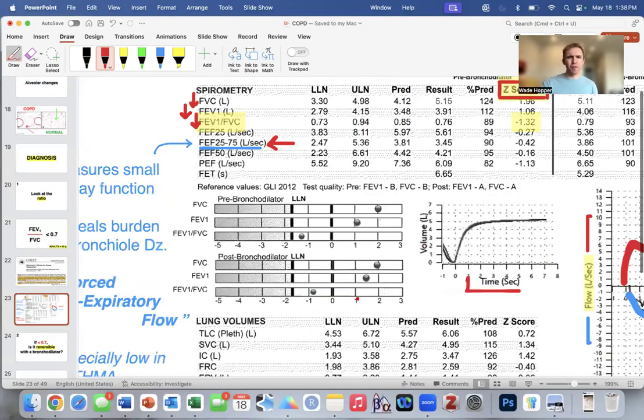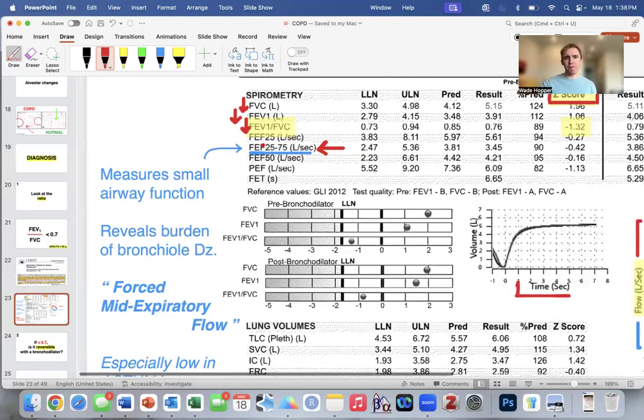So let's say in this 4 second breath, the 25th percent mark, you're going to be 25% of the way done with that test at 1 second. So in that 4 second breath, your FEF 25 is going to tell you the velocity of flow over that first second of that 4 second breath. Your FEF 25 to 75 is going to tell you the velocity of flow in the middle of that breath, from the 25th to the 75th percent of time of that breath total.